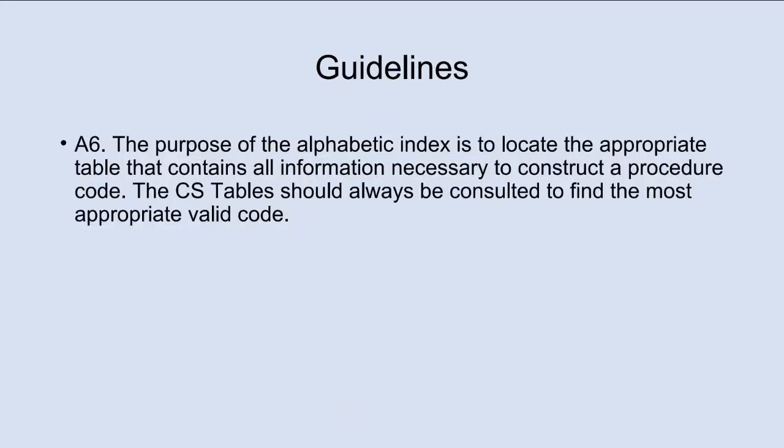So here are some guidelines on using the index. This is guideline A6. The purpose of the alphabetic index is to locate the appropriate table that contains all information necessary to construct a procedure code. The PCS table should always be consulted to find the most appropriate valid code. Again, that means that you have to have 7 digits. On some occasions, there'll be all 7 digits in the index, but even if that happens, you should still go to the table to double check and make sure you have the right information. Sometimes that can be tricky, and I'll give some examples of when that is tricky.